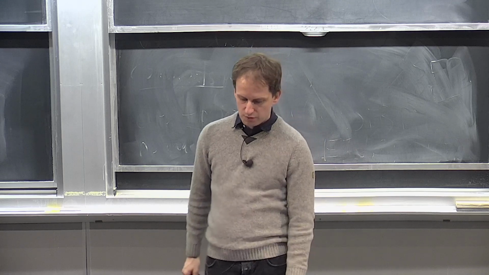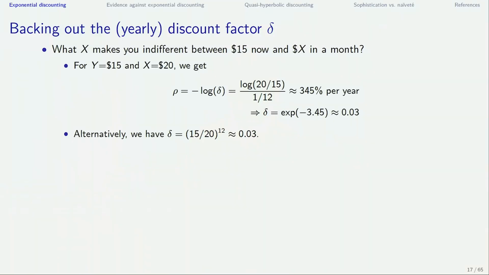Okay, so now how do you do that? Here's an example of how to do that, for y equals 15 and x equals 20. So if you told me that what makes you indifferent between $15 now and x dollars in a month is $20, I can just write down the equation, and I get essentially a delta of 0.003.